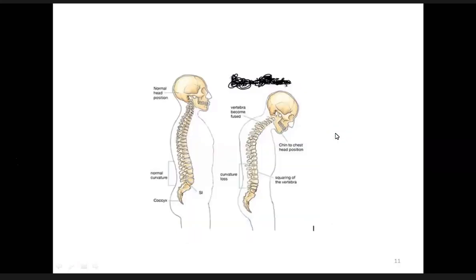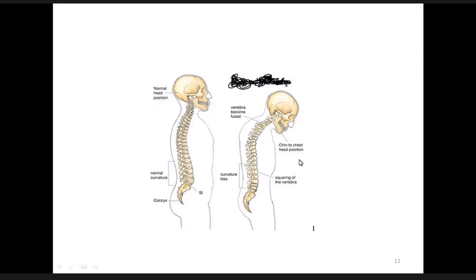Right. So what is this? This is in a normal individual, right? This is in a normal individual. So this is in a patient with ankylosing spondylitis. Right. Okay. So then look at this lumbar curvature. It has gone. So it's almost a straight spine here. Right. So in addition to that, the cervical vertebrae will get fused, and then there will be a chin-to-chest head position due to fixed cervical flexion.